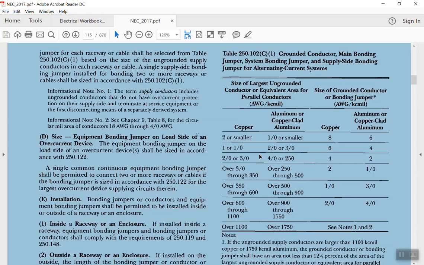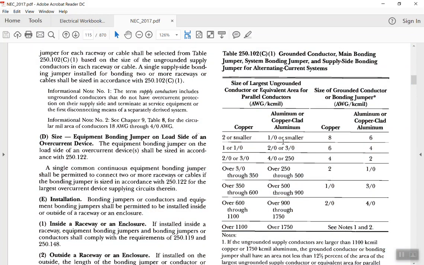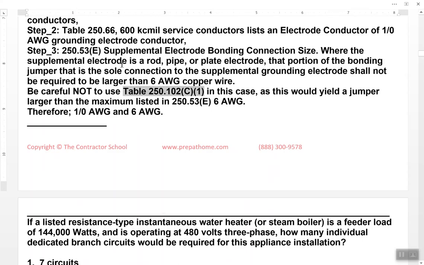Okay, now in this case, we don't use this table this time. Okay, we could, but we don't need to this time. It makes more sense to use the article reference. Now it actually would fall in and be correct, because you would get 1/0 AWG here, right, and you'd fall on over to a 6. And you say, okay, well that's the correct answer, but it's actually best to use the article in this case, because, and I want to go there now.